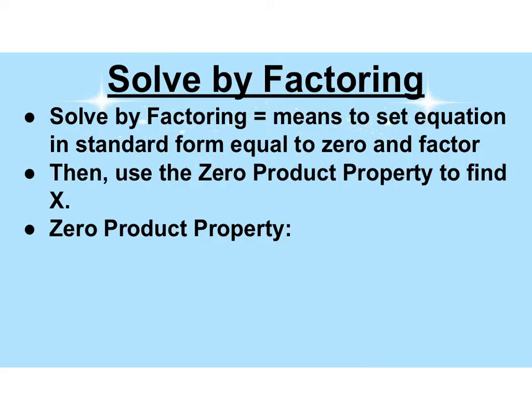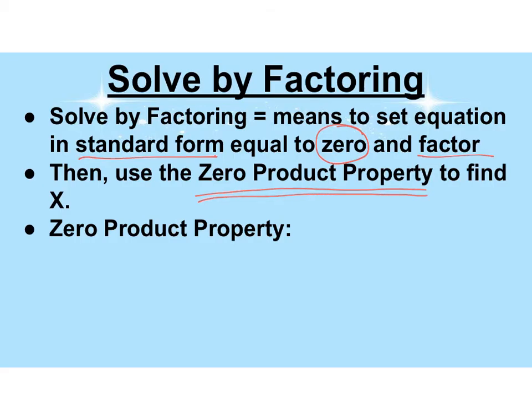Now we're going to switch to solving by factoring. So this is another method. It will work when you can factor. You can't always factor. So when you solve by factoring, that means you're going to set your equation in standard form equal to 0, and then you're going to factor. And then we're going to use the zero product property.